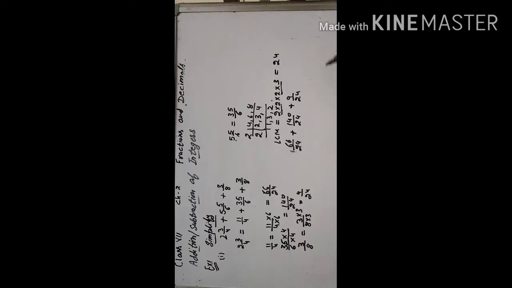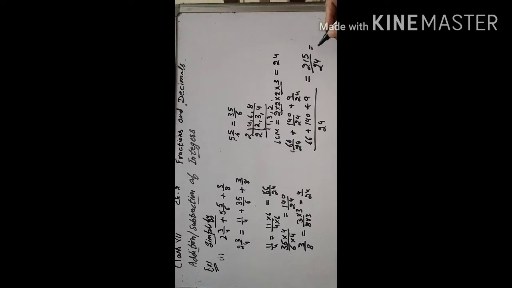So now 24 is the common denominator. 66 plus 140 plus 9 is equal to 215/24. If you convert this by dividing 215 by 24, the quotient is 8 and the remainder is 23, so it is 8 23/24.